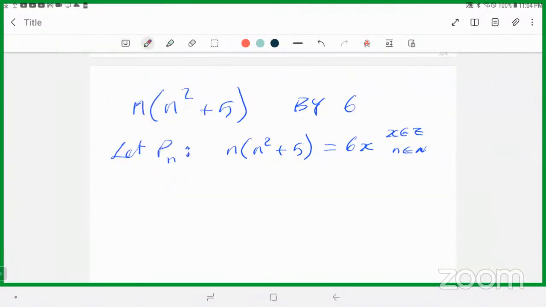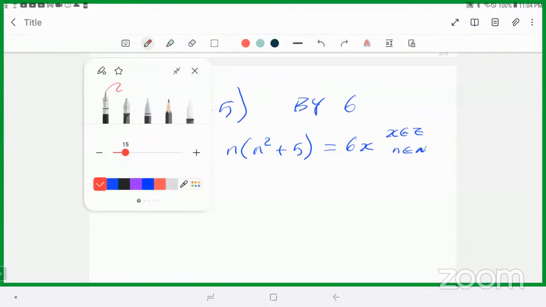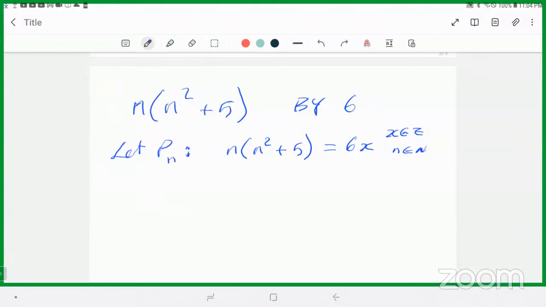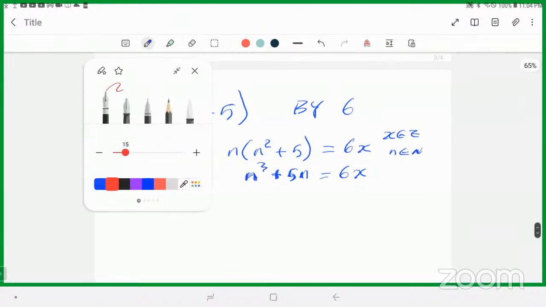You see, I don't want it in this format. I'm going to expand it and get my n cubed. I'll tell you why later. So I'm going to write it as n cubed plus 5n equals 6x. I'm writing it in this format, and when I reach my induction phase, I'll tell you why. So I'm writing it like that. Then I'm ready now. Step 1.